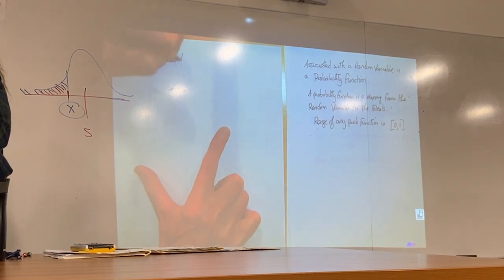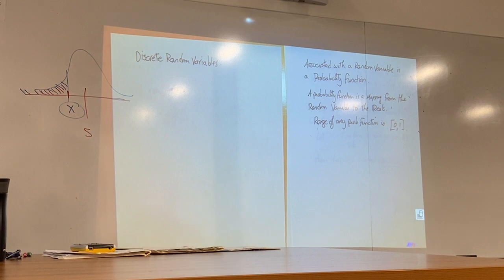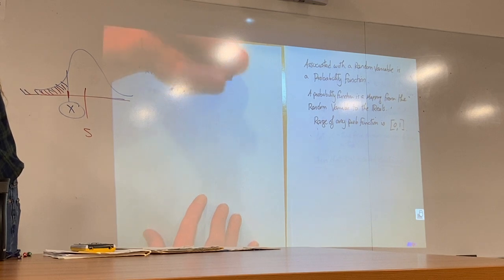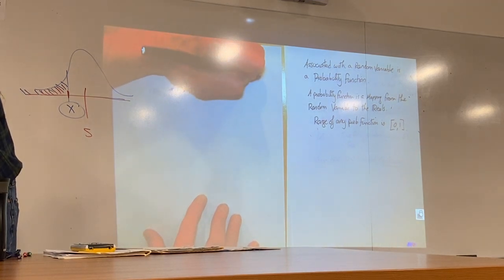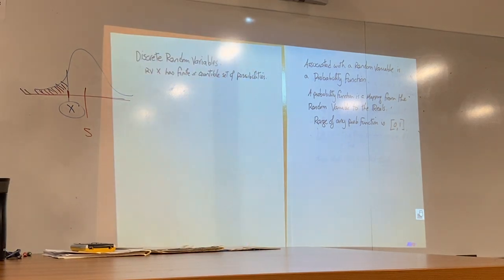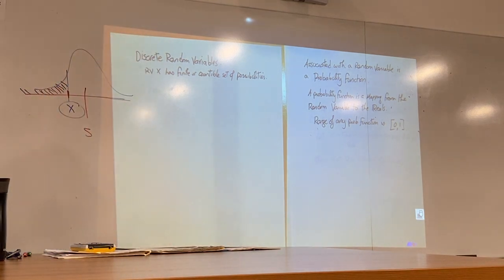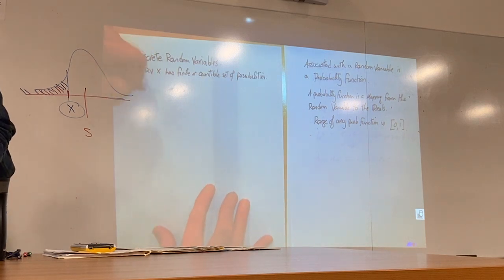Discrete random variables. That's when random variable x has a finite or countable set of possibilities. Then, the probability function.